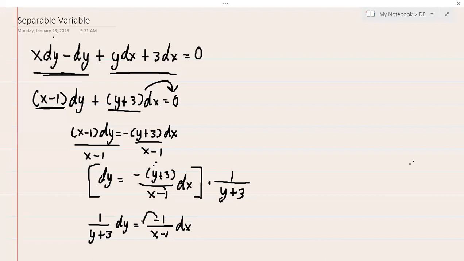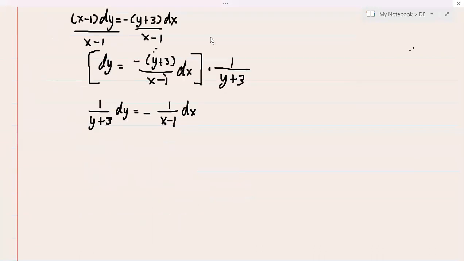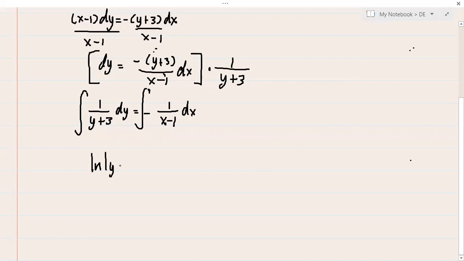Or pwede mo namang ibaba si negative dyan. So magiging negative 1 all over x minus 1 dx. Ayan. So, what can we do now? We can now integrate kasi magka-partner na si y kay dy at x kay dx. So, let's integrate. So, anong integral nitong dalawa? Ang integral nitong dalawa ay ln of y plus 3 plus c is equal to negative ln of x minus 1.